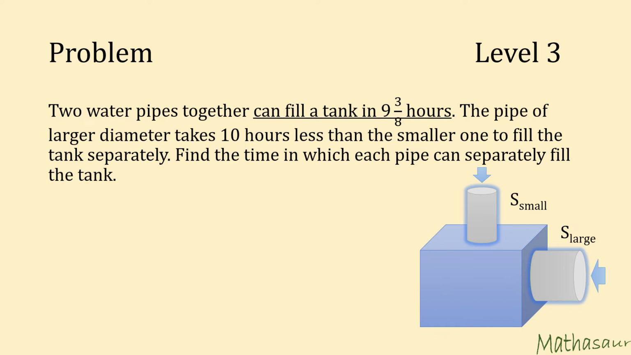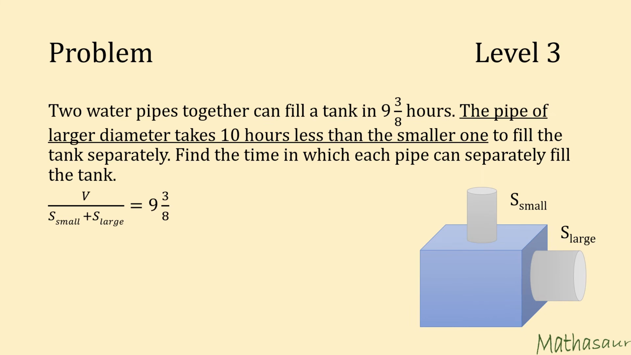Let us assume the speed of water in the smaller pipe as S small and the speed of water in larger pipe as S large. So if the volume of tank was V, we would have V divided by (S small plus S large) is equal to 9 whole 3 by 8 hours. S is the speed of water. Now we are also given that the larger diameter pipe takes 10 hours less than the smaller one. So V by S large is equal to V by S small minus 10.